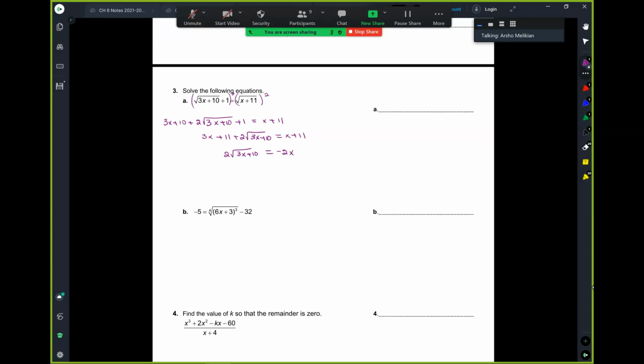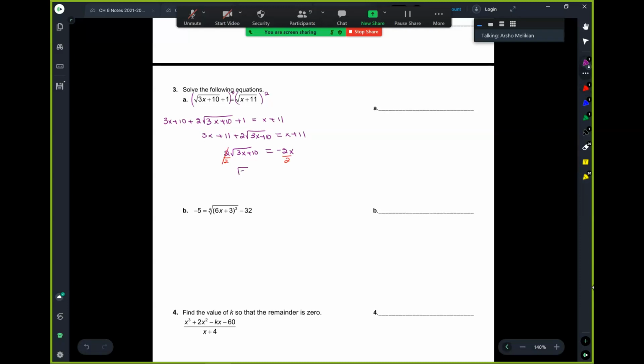So then, now I can divide both sides by 2 because it makes sense to. So I have root 3x plus 10 equal to negative x. And now I can square both sides.